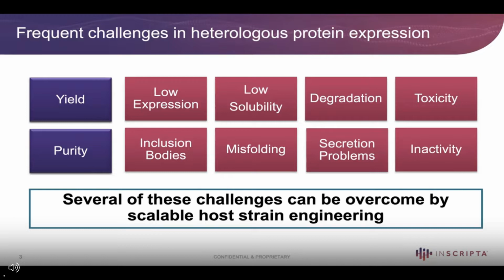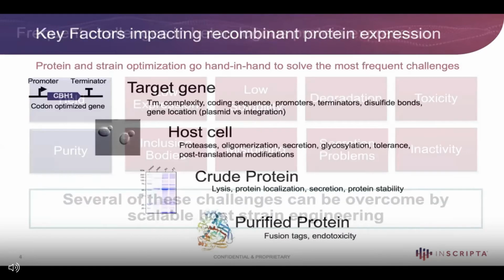And ultimately what it comes down to, and what I'm going to propose to you, is that for the most part, all of these can be overcome by scalable host strain engineering to meet the demands of the protein that's being produced. That host strain engineering means what type of modifications can you do to the chassis, the E. coli or the yeast, to improve the expression of an otherwise protein that would not be happy being produced in its current circumstance.